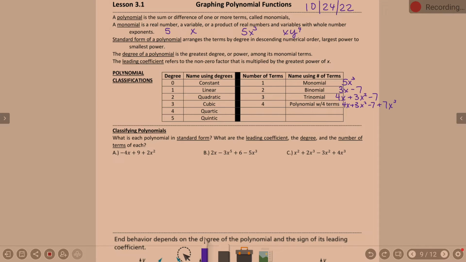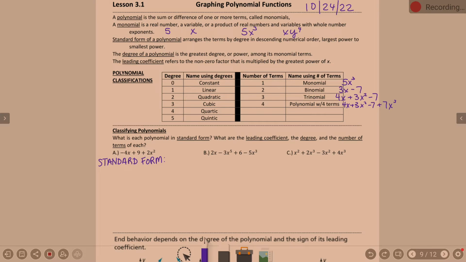Okay? So let's look at A. We're going to start by asking what each polynomial is in standard form. Standard form going from highest power to lowest power. And then we're going to talk about what the leading coefficient, the degree, and the number of terms are. Okay, so example A is negative 4x plus 9 plus 2x squared.